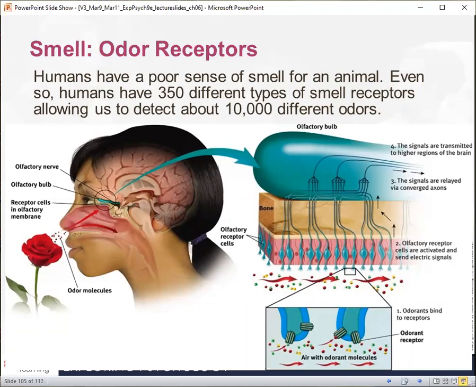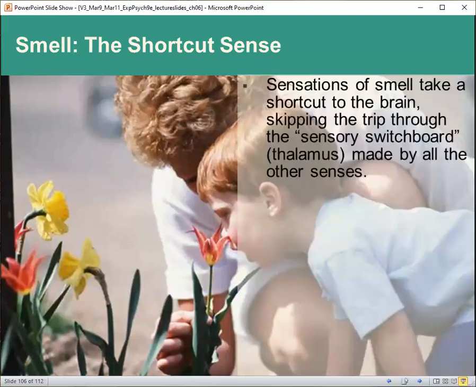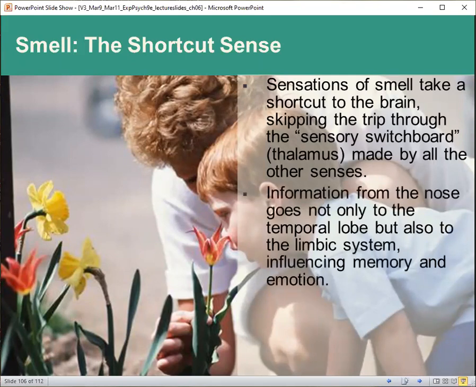All right, now where does it go? Well, smell takes a sort of shortcut because it does something a little bit different than the rest. Sensations of smell take a shortcut to the brain, skipping the trip through the sensory switchboard, or the router, of the thalamus used by all the other senses. So everyone else goes to the thalamus except for this guy. This guy bypasses the thalamus. Information from the nose goes not only to the temporal lobe, but also to the limbic system, which we talked about previously.